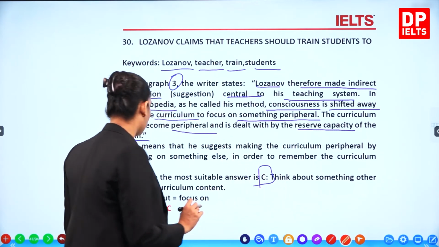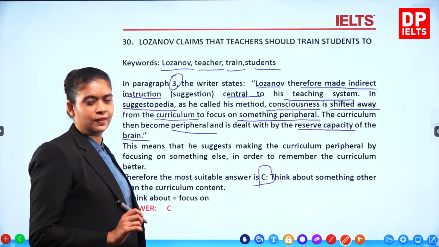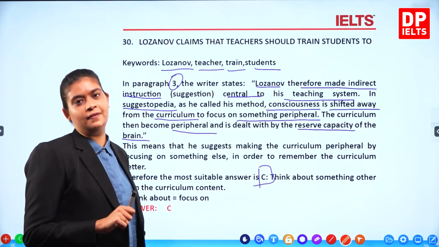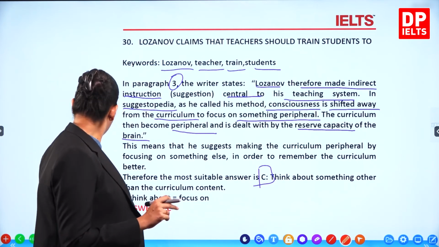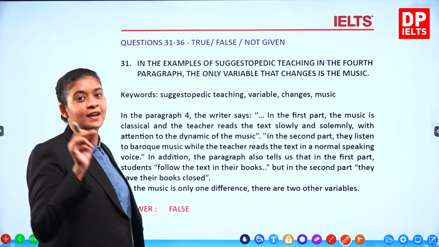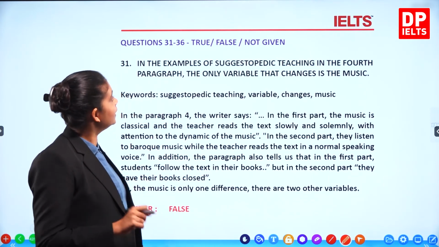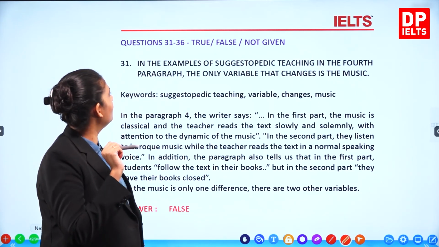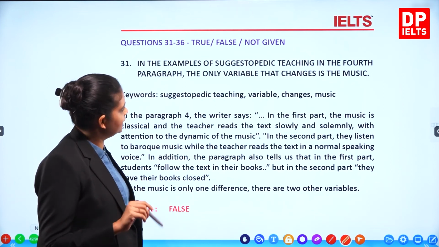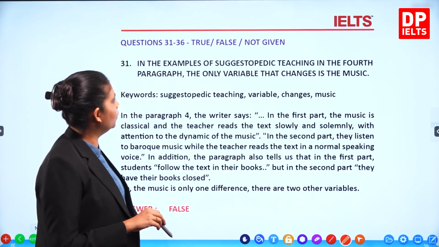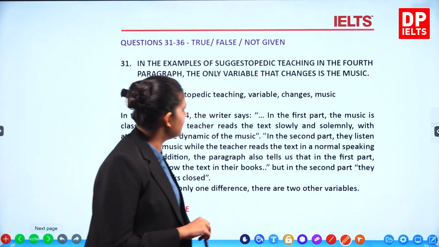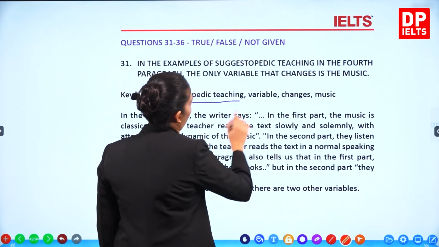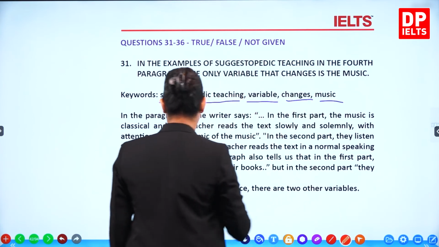Think about something other than the curriculum content so that they remember the curriculum better, so that that becomes the peripheral thing. Right, okay, so let's move on to question number 31 to 36, right? So here we are looking at true, false and not given, right? Now, in the examples of suggestopedic teaching in the 4th paragraph, the only variable that changes is the music, right? So let's have a look at it. Suggestopedic teaching, variable changes music.